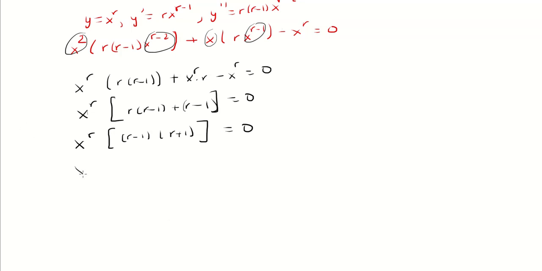Now x to the r does not equal 0, because x to any power doesn't equal 0. So then we have r minus 1 times r plus 1 equals 0, which means that r is plus or minus 1. So the general solution to the homogeneous equation, we'll call it y sub h for homogeneous, is a constant c1 times x to the first, because remember, we assumed y was x to the r, plus c2 times x to the negative first, which is just c2 over x.